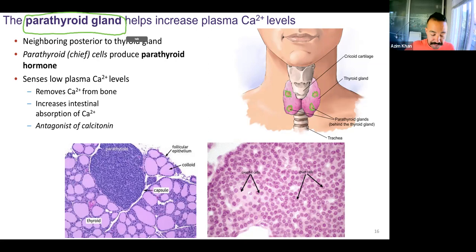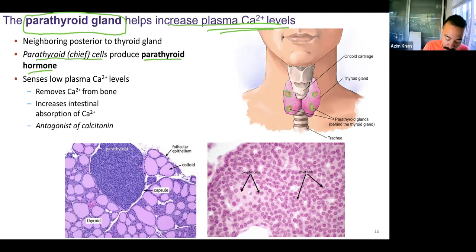parathyroid glands. Now they have thyroid in the name, but they have nothing to do with the thyroid gland besides they're right next door. Actually, they have something to do with it, but their activity doesn't, they don't stimulate each other. They're independent of each other. Parathyroid glands, they help increase plasma calcium levels. We actually saw the thyroid gland reduce calcium levels with calcitonin. Parathyroid gland has parathyroid cells that release hormone, parathyroid hormone.